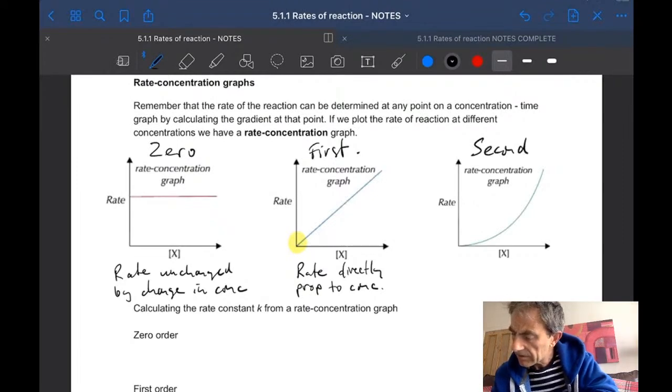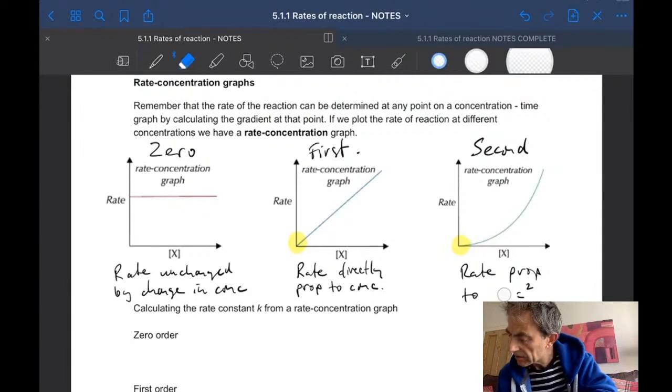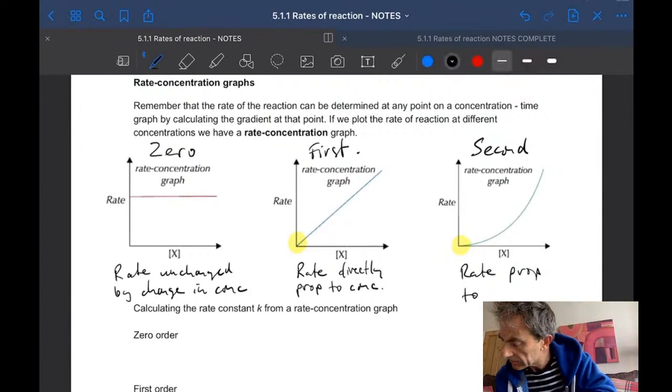Again, it's important that it passes through the origin, because obviously if the concentration is affecting the rate, then when the concentration was zero, the rate would be zero as well. So that's got to pass through the origin. So the rate is proportional to the concentration squared, or the change in concentration squared. You could say, change in concentration. Let's put a delta.